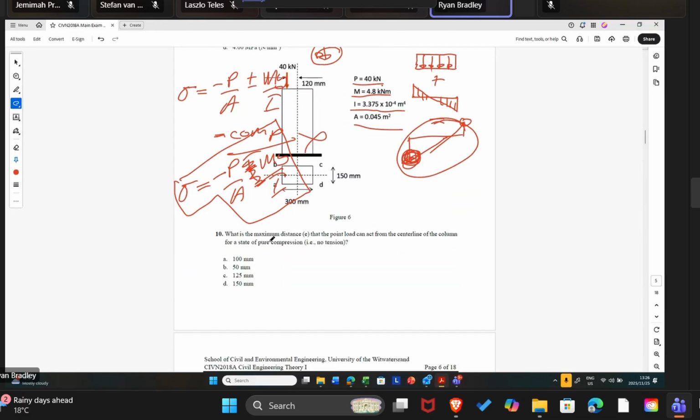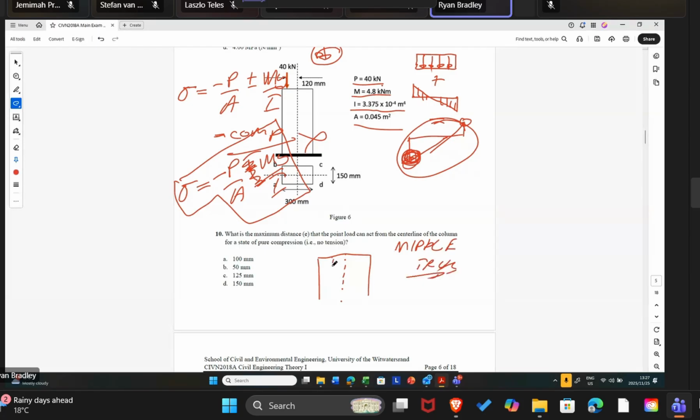All right, this is a simple question. What is the maximum distance e that the point load can act from the center line of the column for a state of pure compression? Right, this is an understanding problem. We can also solve it with the equation, but we know that this aspect here corresponds to the middle third technique, which has been known for centuries.